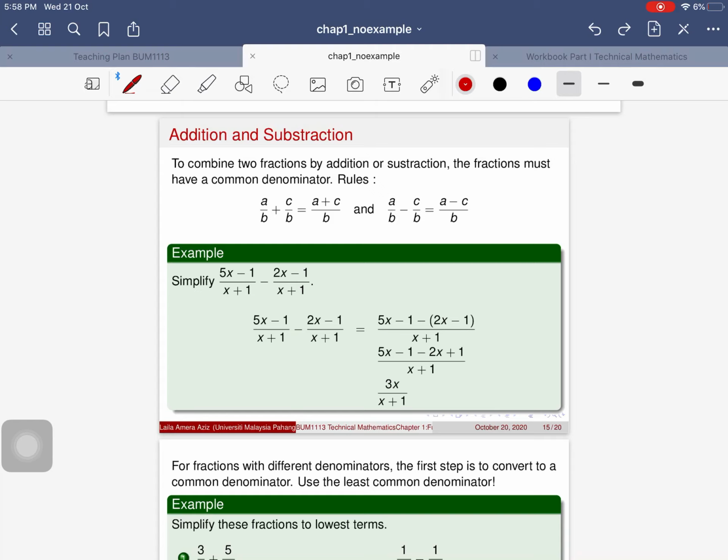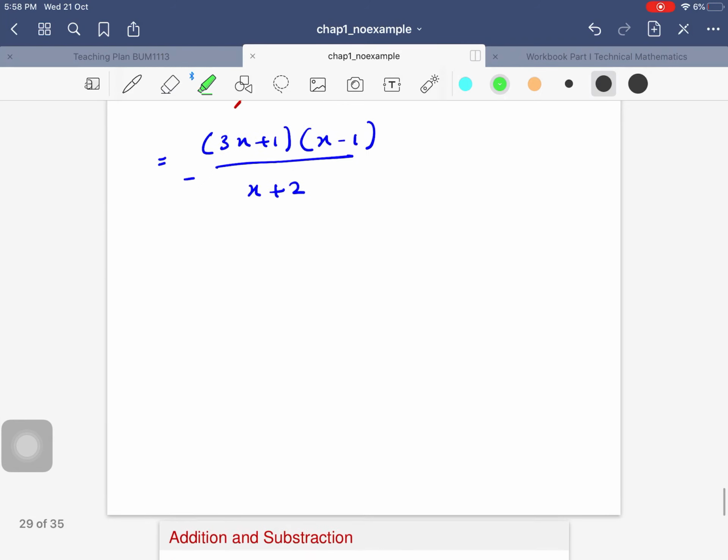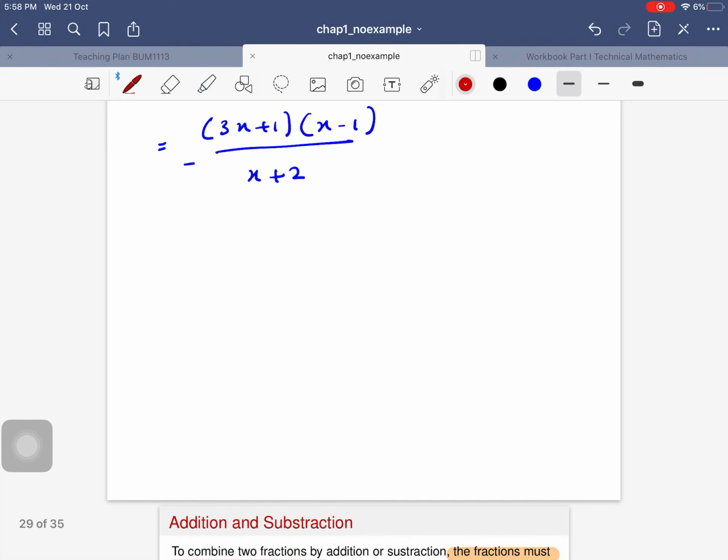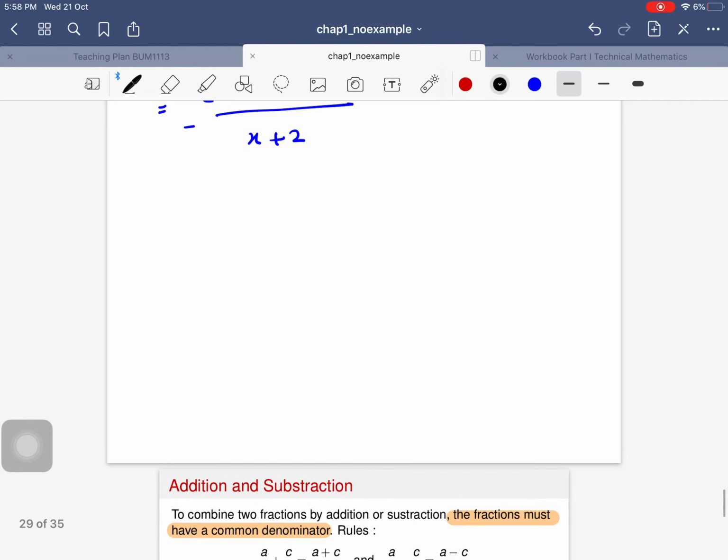But for addition and subtraction, there is a condition. The condition is that the fractions must have a common denominator. The denominator must be the same, and only then can you perform the operation. And let me remind you of one thing. I know that you know this already, but I always come across students doing something like this.